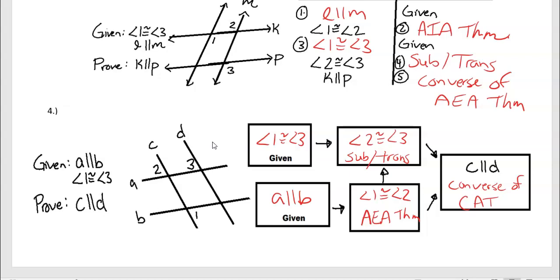Sorry. So you have 1 is congruent to 3. You also have A is parallel to B. A is parallel to B leads you to know that 1 and 2 are going to be congruent by AEA theorem. And then when you know 1 is congruent to 2 and 1 is congruent to 3, then 2 must be congruent to 3 by sub or trans. And now that you know 2 and 3 are going to be congruent by sub or trans, now you can say that the lines are parallel by the converse of corresponding angles theorem. If you accidentally said that 2 is congruent to 3 by the corresponding angles theorem, that can't be the case because we don't know the lines are parallel yet.